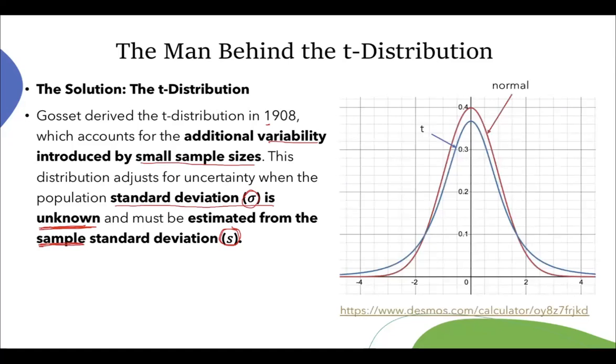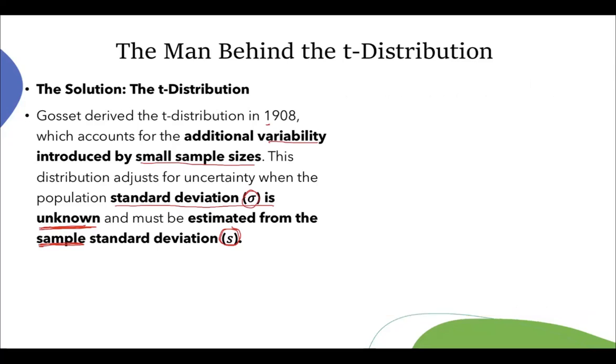So here's a look, and you can use this link if you have access to this PowerPoint, you can just click this link and go to Desmos. This is an example of what the normal distribution looks like compared to the t-distribution. The t-distribution is also a bell-shaped curve, but mathematically it's slightly different than the normal distribution, especially when you get down. I shouldn't have drawn on there with red. Let me get rid of the red.